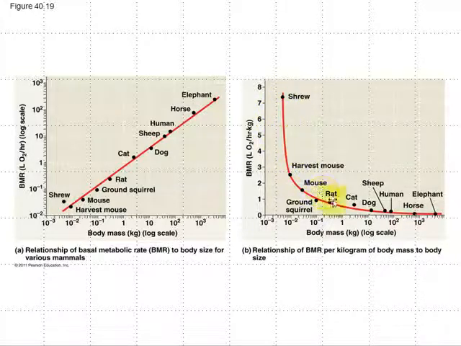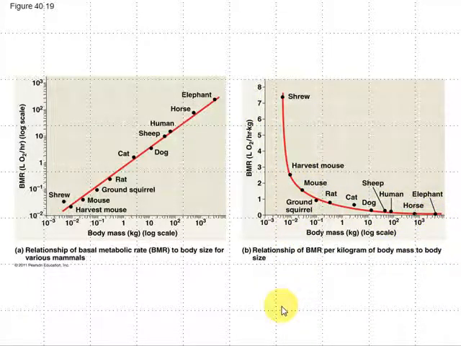So yes, in total an elephant has a much higher BMR, but if you look at that as a ratio to his size, the elephant's BMR is quite a bit lower, and so you see it drops quite a bit as you get to larger and larger creatures if you're looking at that relative to the body mass or size of the creature.